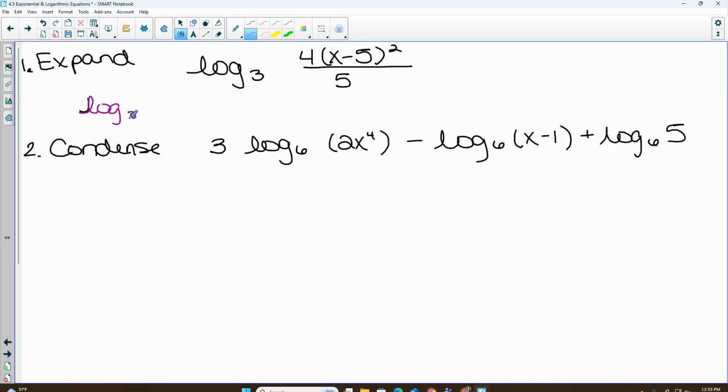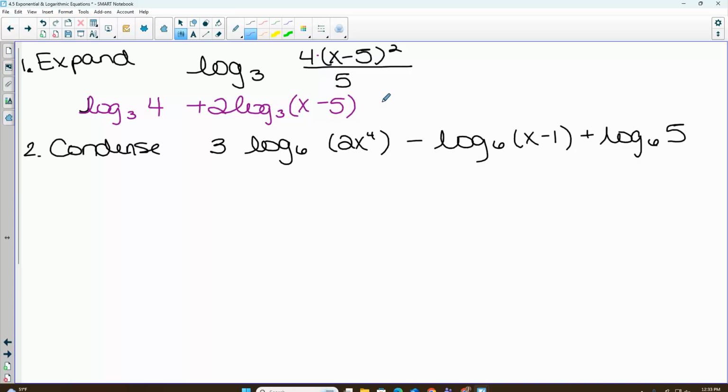Log base 3 of 4. It was multiplied with, so we would do plus log base 3 of x minus 5. What do we do with the square? Okay. Can I break apart the x minus 5? No, we can separate multiplication and division, not addition and subtraction.